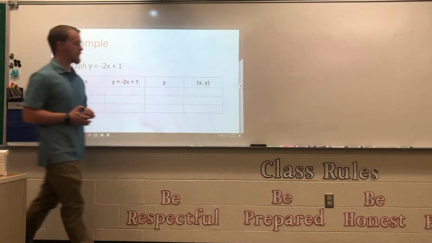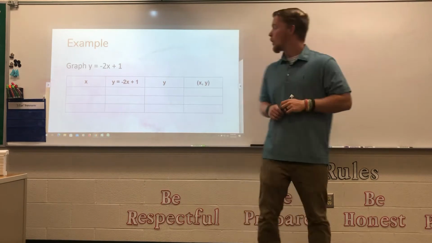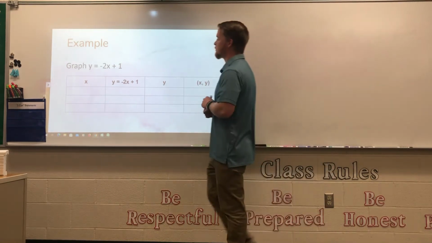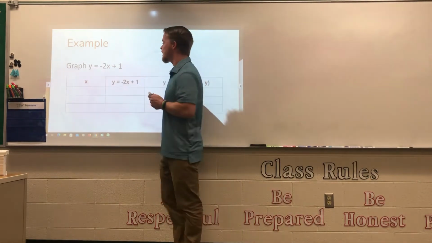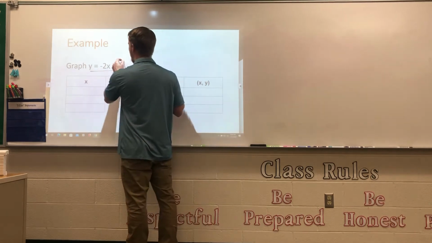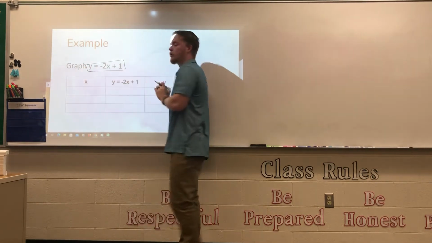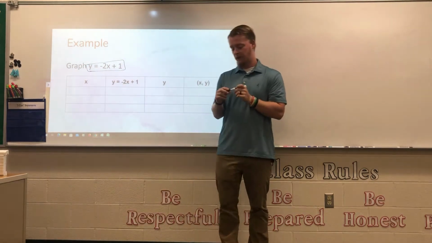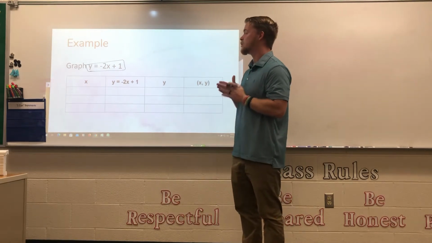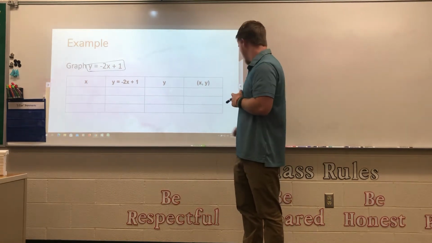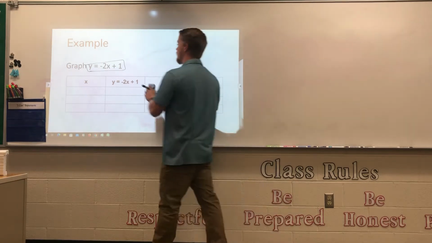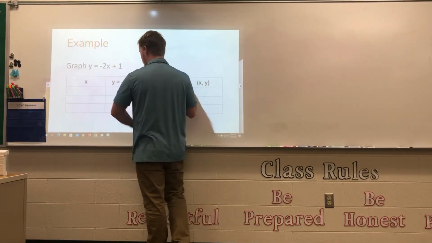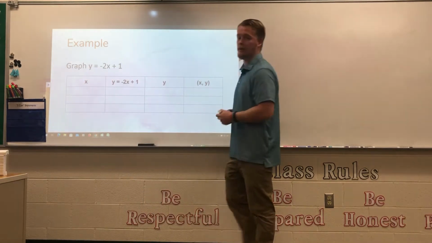So let's look at this example. They say graph y equals negative 2x plus 1. So this right here is considered the linear equation. There's your linear equation that we've already talked about. And they're wanting us to graph that linear equation. So we're going to go through the steps that we've already talked about. The first one was to make a table. So here's your table that we're going to talk about.